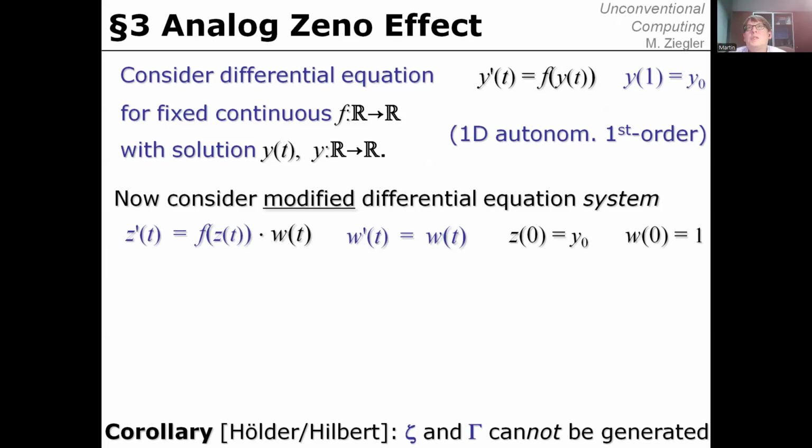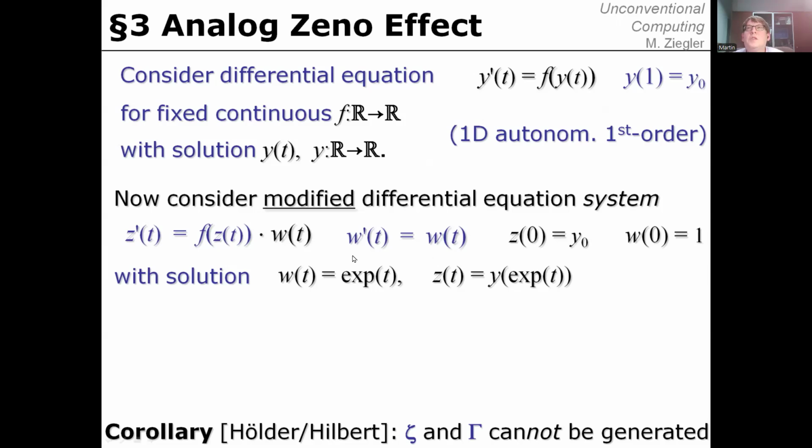Why do we want to consider this modified differential equation? Because if we solve it, right, let's first solve this one. This is independent of z. This is dependent on z on w. This is independent, so we can solve it. We know the solution is the exponential function. w of t is the exponential function because of this initial condition.